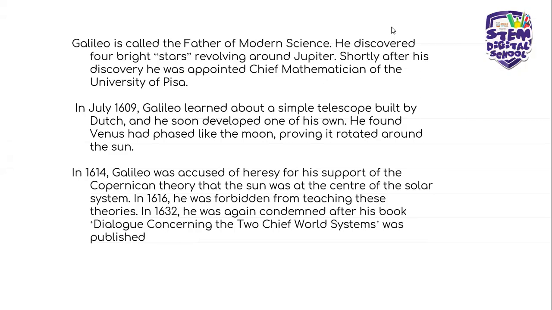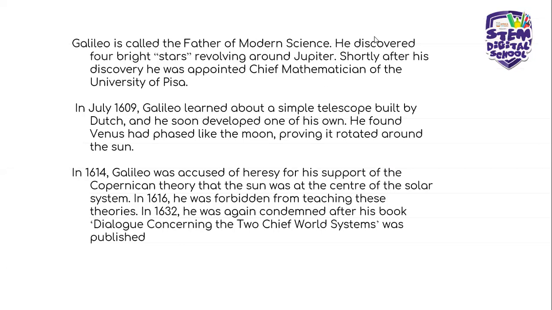And then Piwa. Galileo is called the father of modern science. He discovered 4 bright stars revolving around Jupiter. Shortly after his discovery, he was appointed chief mathematician of the University of Pisa.